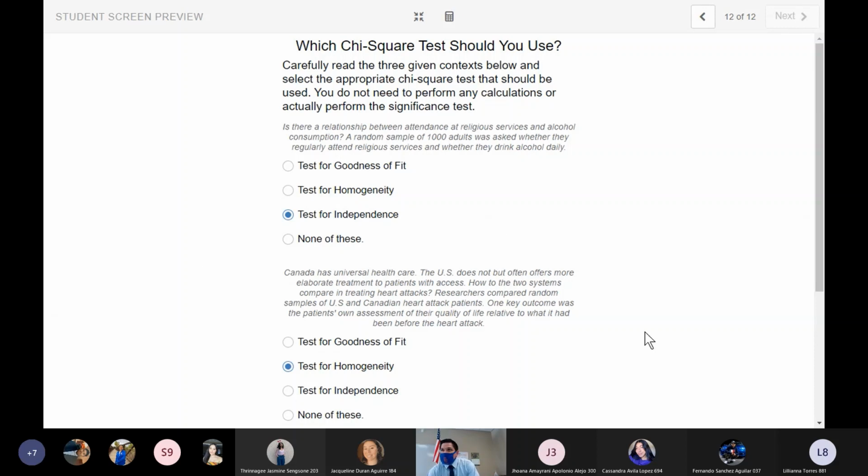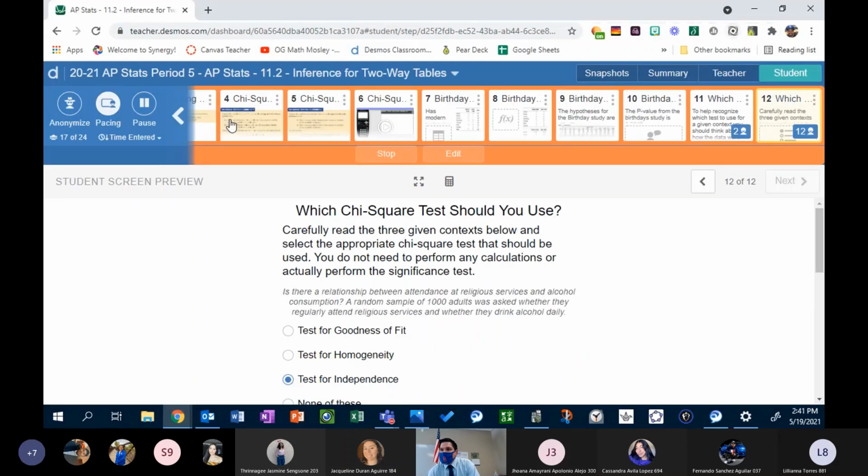All right. So, where's my mouse? There it is. And we'll stop that. All right.